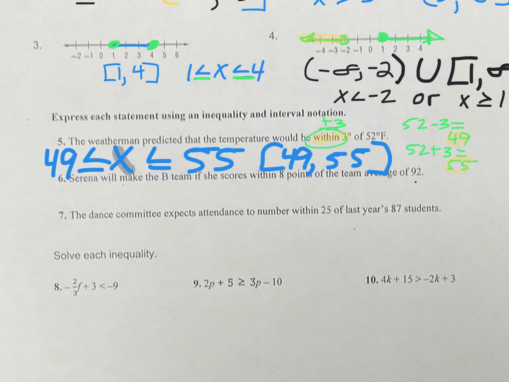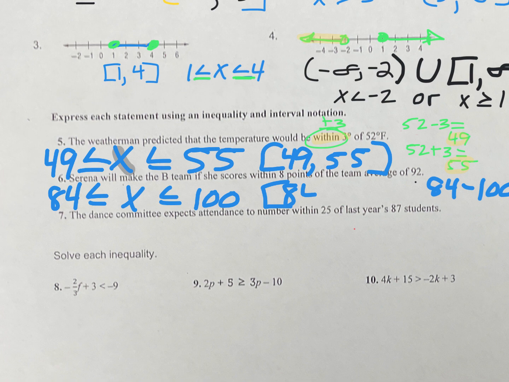Okay, for number 6, if she scores within 8 points, so 92 minus 8 is going to be 84, and 92 plus 8 will be 100. So if we're within 8, that means that X has to be greater than or equal to 84 and less than or equal to 100. So it's in between those two values. And for your interval notation, hard bracket if you're doing my version, but if you did a soft bracket with this, that will be fine on Thursday.